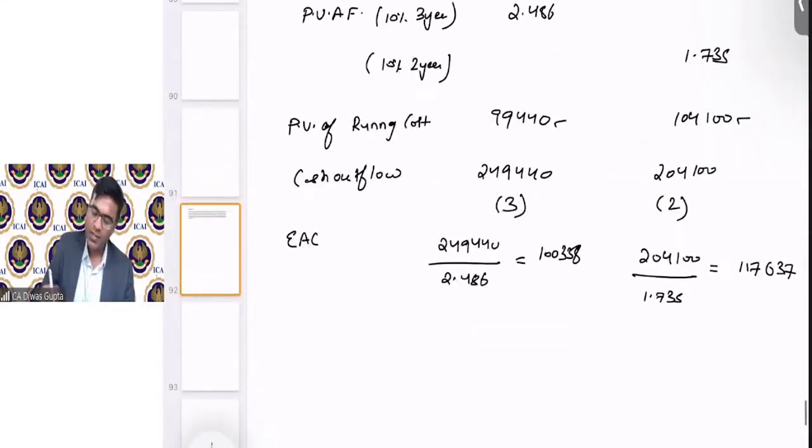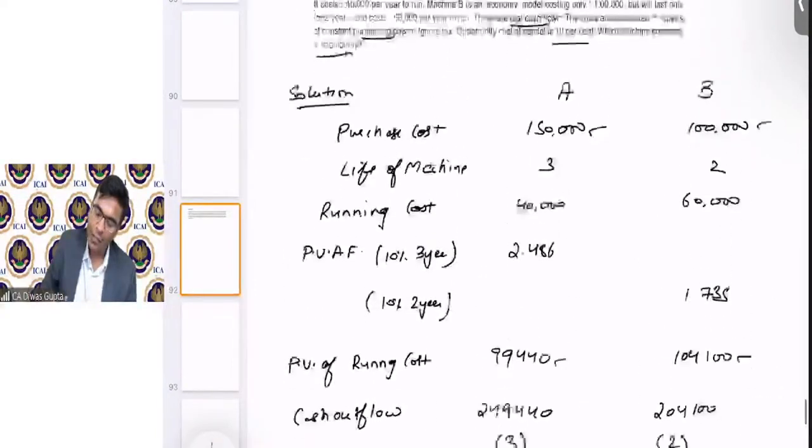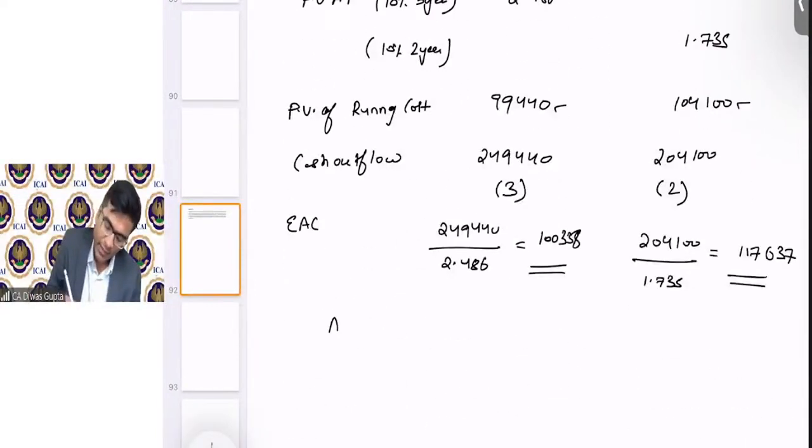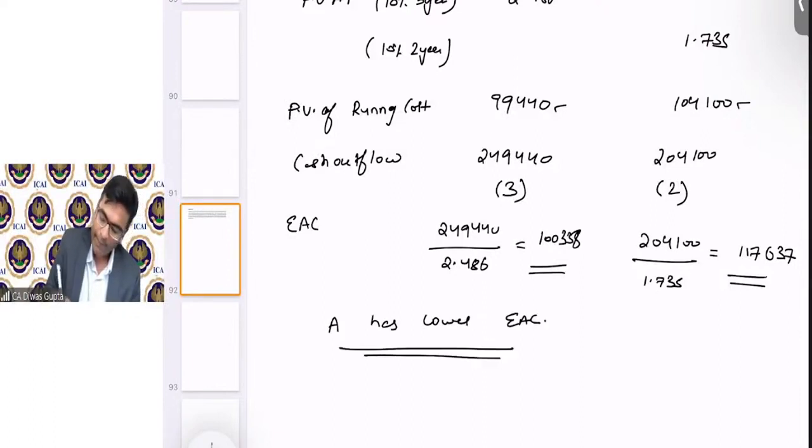So, basis this, which option will you select, A or B? Definitely we will go with A because A has the lower EAC.